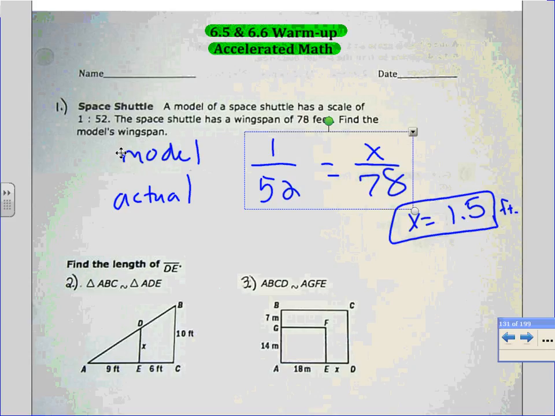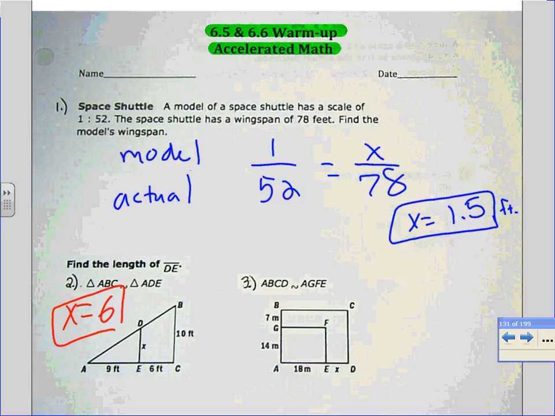Okay, 2 and 3, you had to redraw them, set up proportions, and then solve for DE, which was x. So, Alyssa, what did you get in number 2? Good job. X equals 6. Annalise, what did you get in number 3? Perfect. X equals 9 meters. And speaking of that, number 2 should have been 6 feet. Make sure you have your units there.